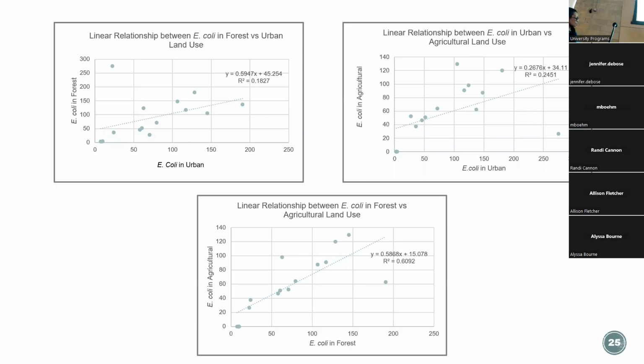And so here is just the linear regression showing the relationship between the E. coli and the different land use areas. And again, they're all positive relationships, but the only one of significance is the forest and the agricultural lands. It is closer to that regression line, so there's not a lot of disturbance or distance between those numbers.